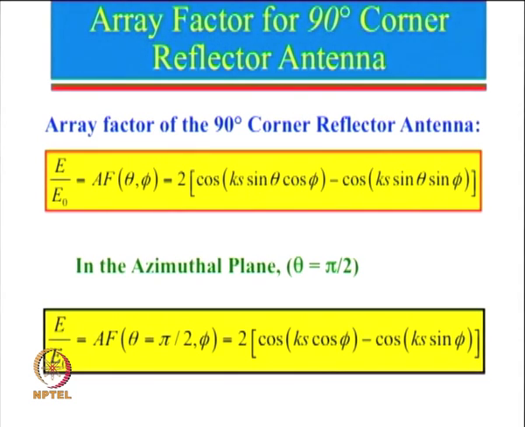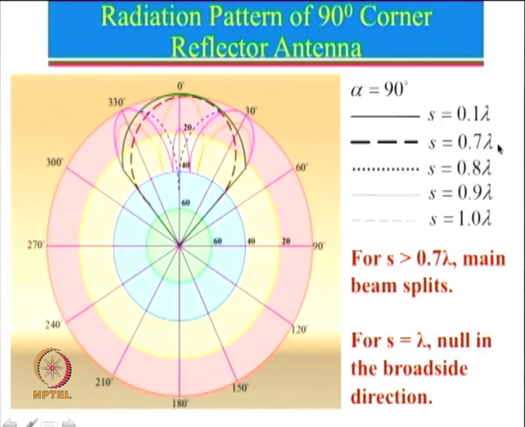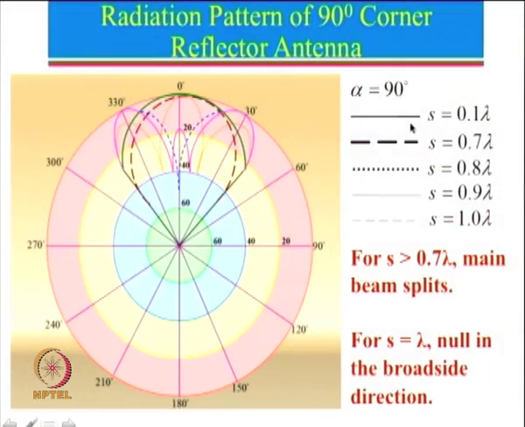So, now let us see the plot of this particular thing for different values of S. As I mentioned, S plays a very important role. What is S? S is the distance of the dipole antenna from the corner of the reflector antenna. And again, I am repeatedly saying dipole antenna, but in reality it can be any other antenna. In fact, the plot which I am showing you is for an isotropic element in general.